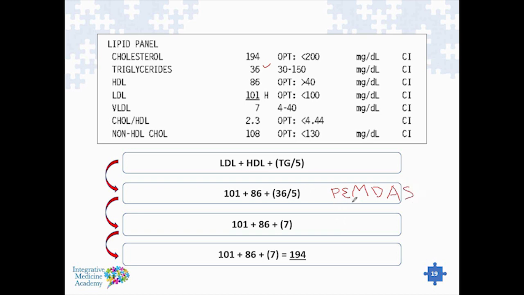So we do parentheses first, then exponents, then you multiply, then you divide, then you add, then you subtract, in that order. So in this example, we're doing the parentheses first. 36 divided by 5 is 7. And then we just do simple addition. 101 plus 86 plus 7 equals 194. So that equals that value right there.